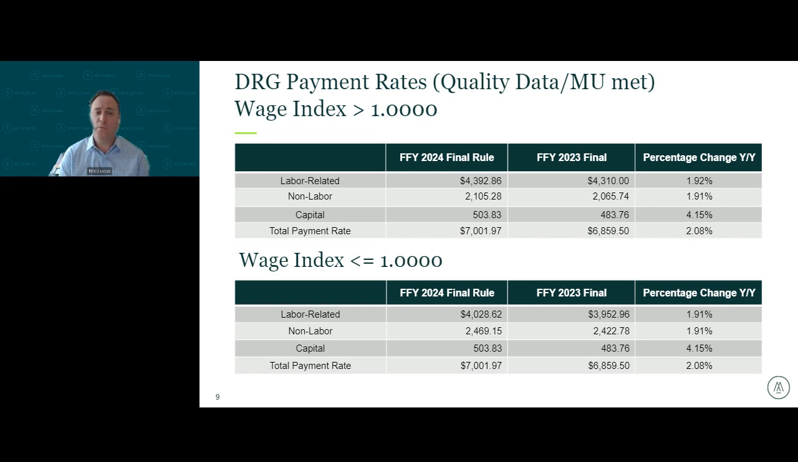But the other thing to point out here is that hospitals that have wage indexes at 1.0 will see a smaller portion of their overall rate being applied a wage index to the labor section of that. So labor is higher if the wage index is above 1 and lower for those at 1 or below.